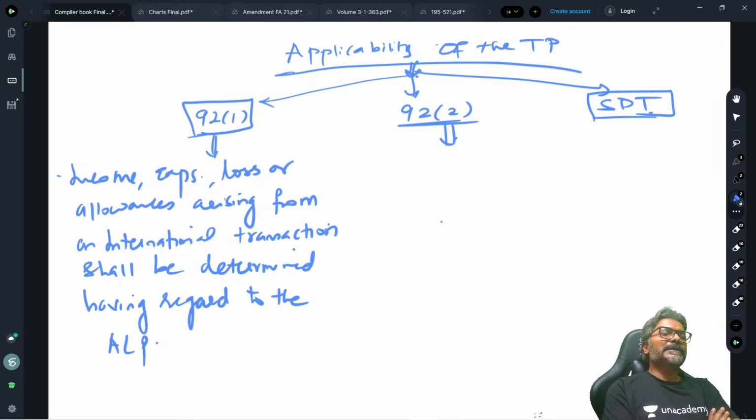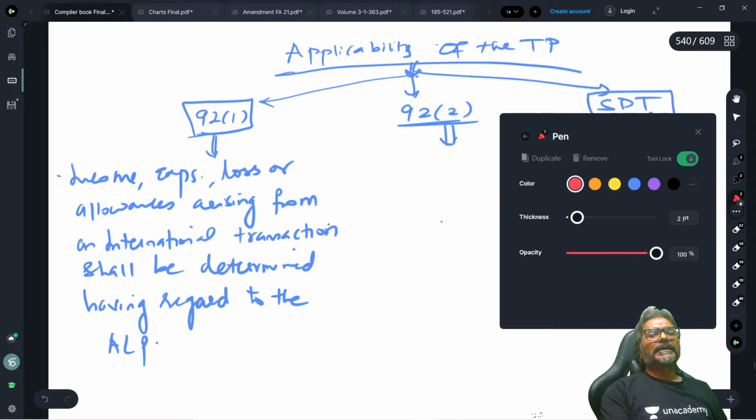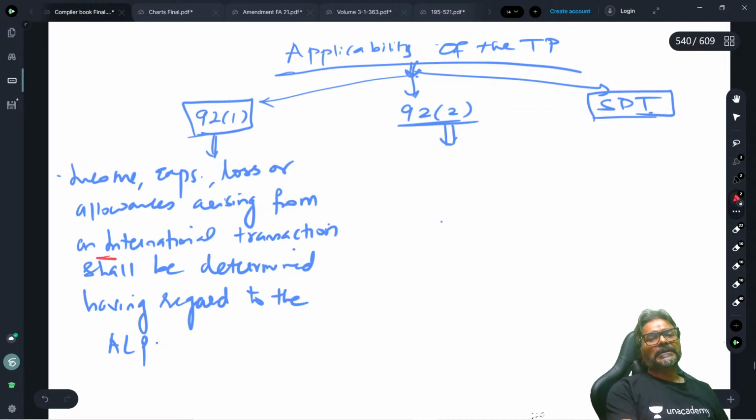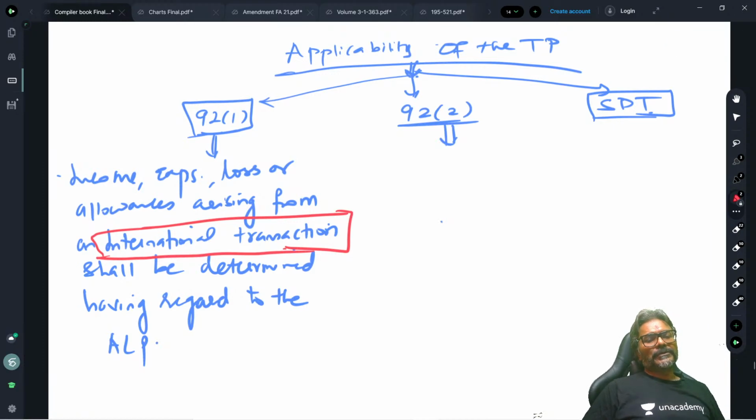So ultimately, students, the entire focus is on what? It is on the international transaction. Ultimately, the entire focus is on the international transaction, and this international transaction takes you through the entire topic of the transfer pricing provision. The entire topic of transfer pricing is determined on the basis of this particular phrase, students: international transaction.